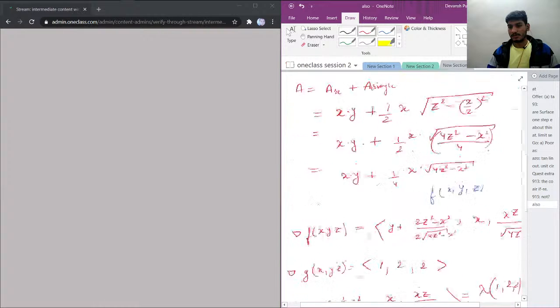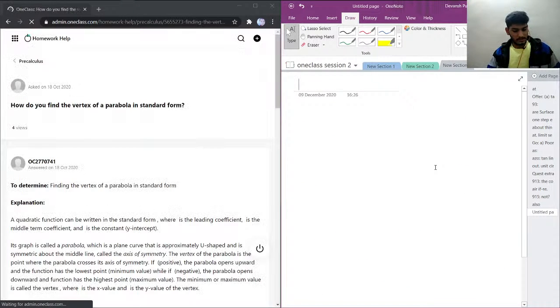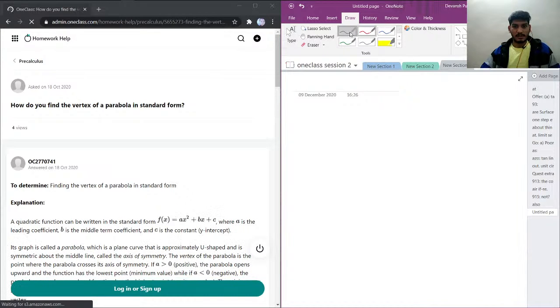This was question number 16. We have question number 17. So how do you find the vertex of a parabola in standard form?